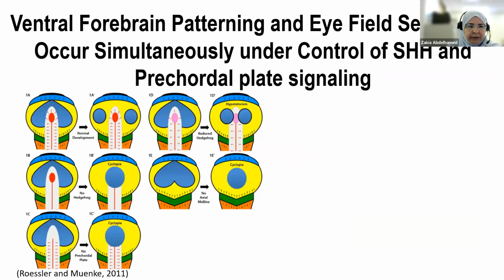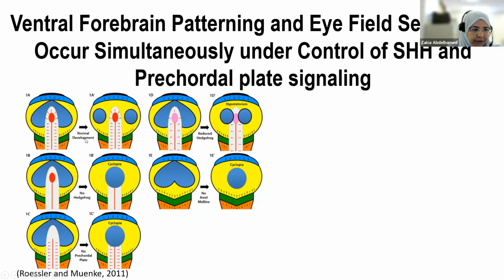When we come to the ventral midline, it is under control of the prechordal plate, and in combination, both things happen together: the eye field and the septation or separation of the ventral midline of the developing forebrain happen simultaneously under control of sonic hedgehog, shown here in red, from this white structure that is called the notochord.